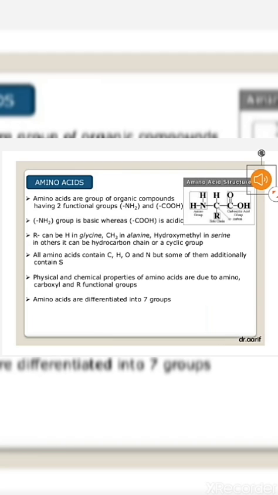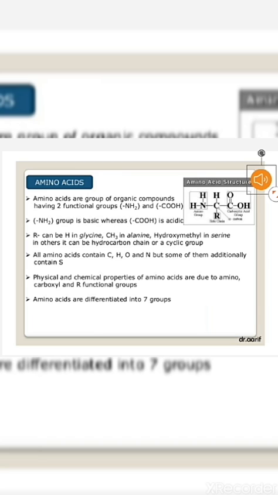Amino acids, as we know by the name, amino and acid, means it contains two functional groups, the carboxylic acid group as well as the amino group. These amino acids are very important since they combine and form polymers, which is protein.